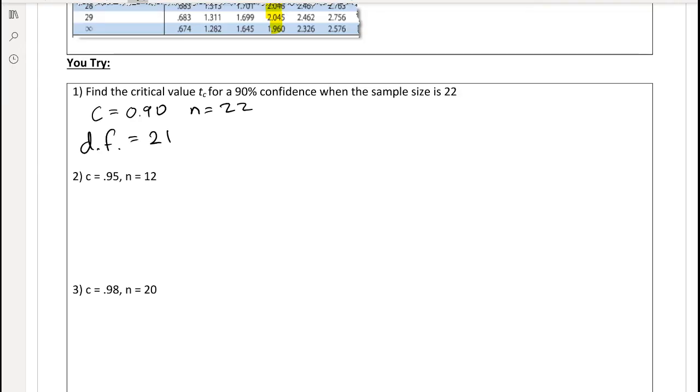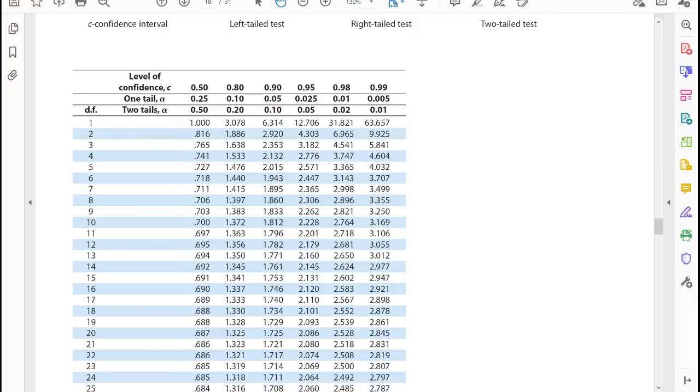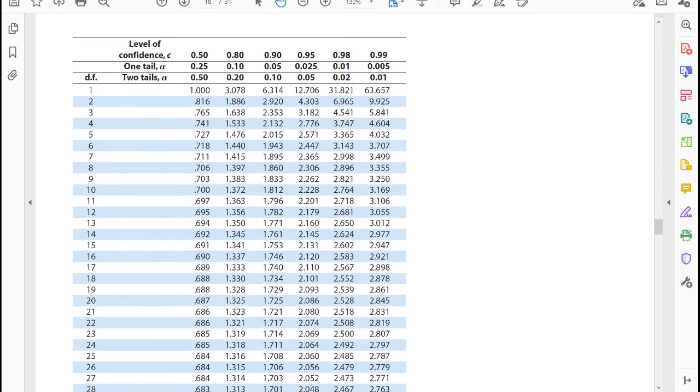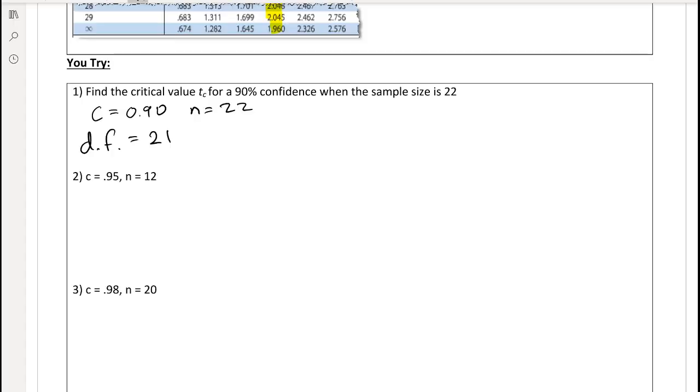So back to the problem here. My confidence level is 90% with degrees of freedom of 21, so 90% is right there, and degrees of freedom 21 is right here. That tells me that my T critical is 1.721. That's all I have to write down. My T critical is 1.721, and that would be my answer for this problem that's asking only for the critical value.